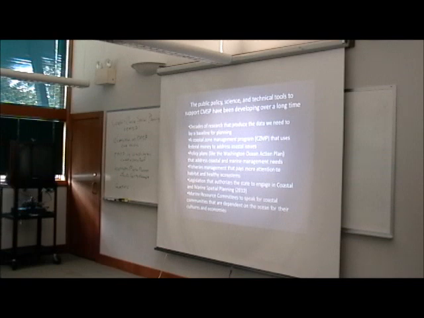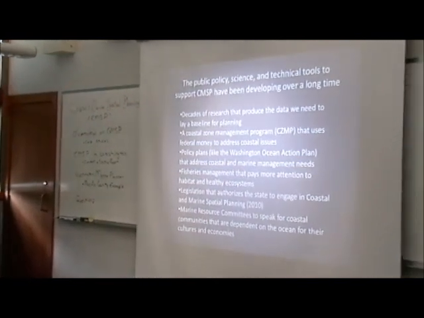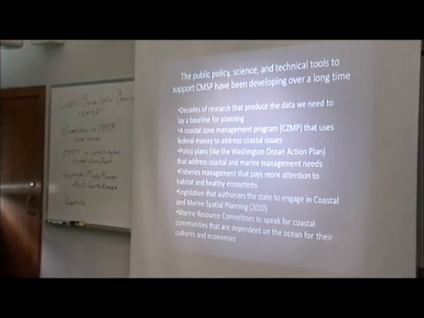So we're not bringing a planning process that's brand new and starting over from scratch. It's a question of building on what we've done in the past and using this tool to try to make it more efficient and more effective and anticipate some of the future pressures that we're going to have on our coastal oceans.